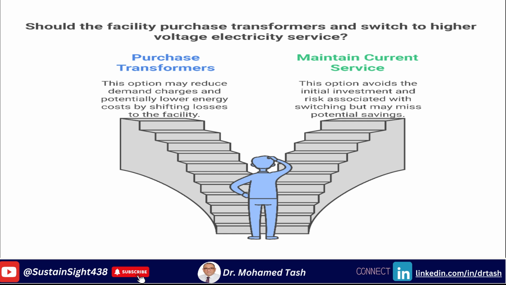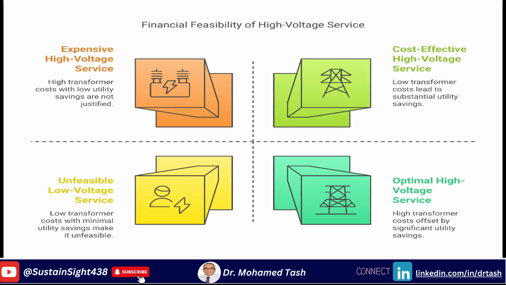By doing so, you might reduce your demand charges, as losses in transformation would now occur on your side rather than being part of the utility's demand calculation. Additionally, energy charges may decrease if the utility provides discounted rates for service at higher voltage levels due to reduced losses and infrastructure costs. Let's explain the key concepts in this example.